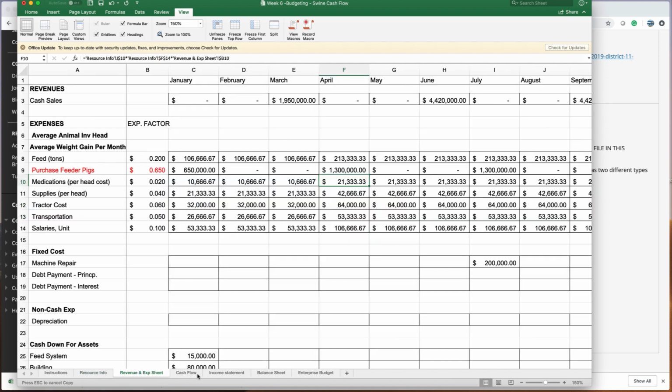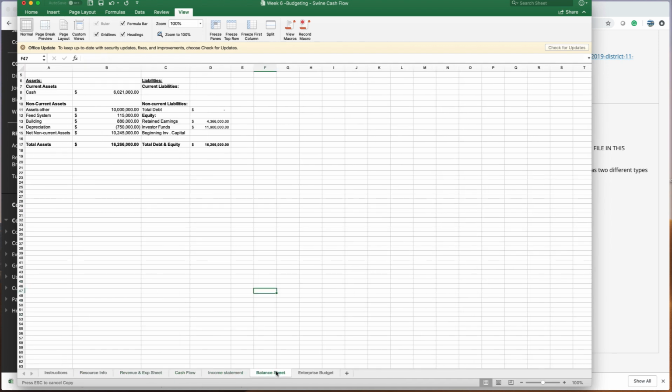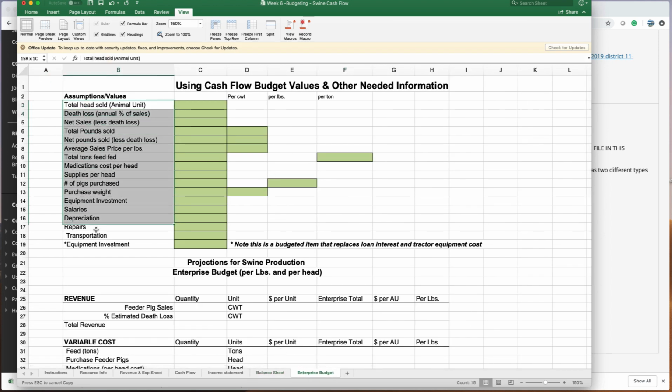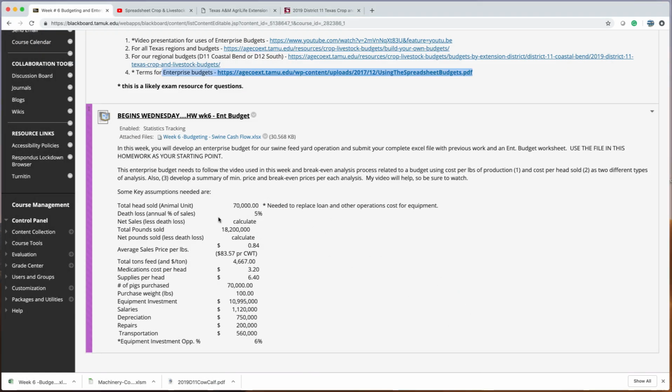The revenue and expense sheet, all of this is the same last updated file, but I added a tab called the enterprise budget. I even gave you a little area here at the top to enter base information we need. Now, you could get all of this from our sheet, but to help you out in the homework for the week, I laid out all of these assumptions right here. Now, what you're going to be in charge to do, I should back up and say, is you're going to look at the cost of production per head sold, or you're going to look at what it is per pound of production. So those are the two things that you're going to have to come up with.